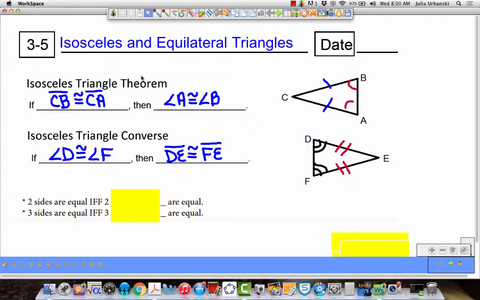One is the theorem. One is the converse because it's going backwards. The theorem says if you have two sides equal, then you have two angles equal. The converse says if you find two angles equal, then you can say two sides are equal. So in summary, two sides are equal if and only if, you remember that IFF? That's not a typo. That's an abbreviation for if and only if two angles are equal. Three sides are equal if and only if three angles are equal.